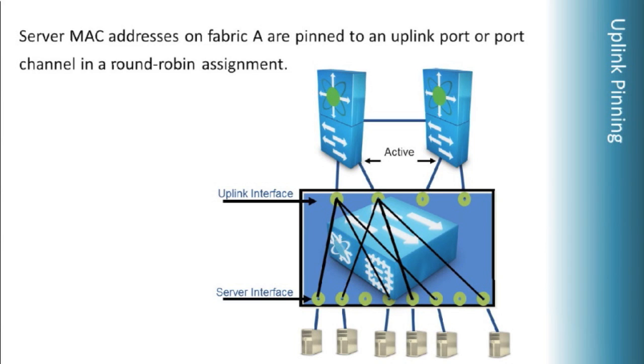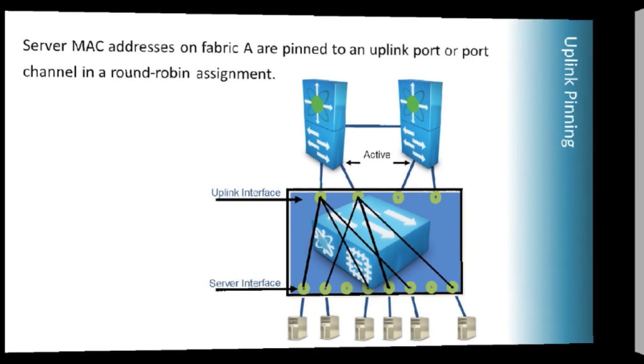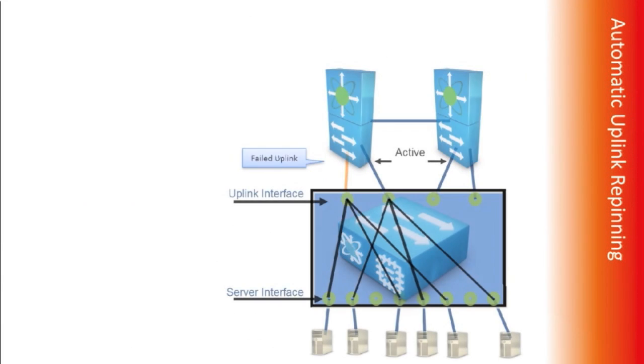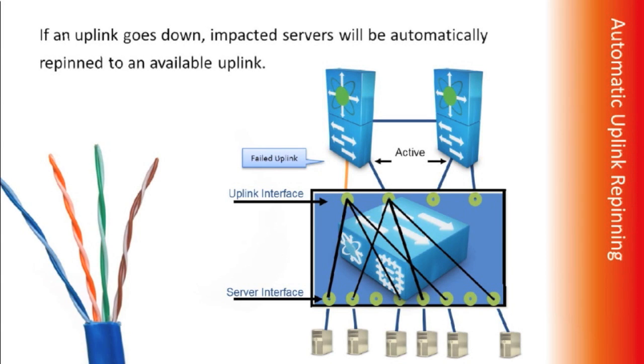All right. So what happens when one of these uplinks fails? Maybe it's even a port channel that has failed between the Fabric Interconnect and the Nexus equipment. Well, with what we call automatic uplink repinning, the MAC addresses are repinned to remaining uplinks.